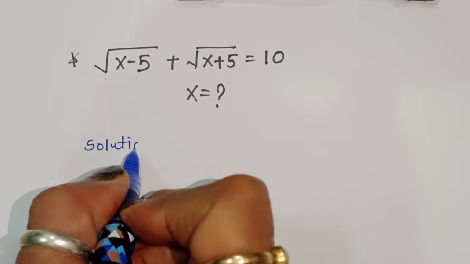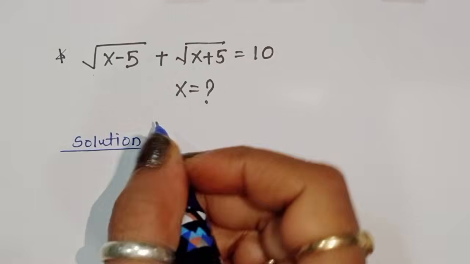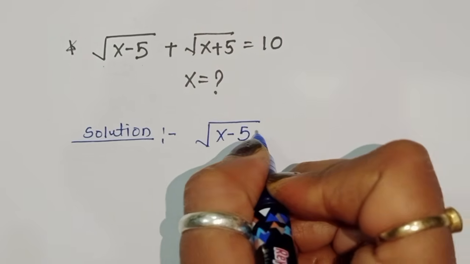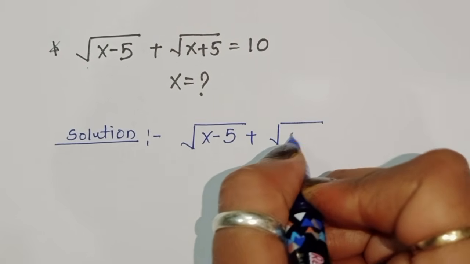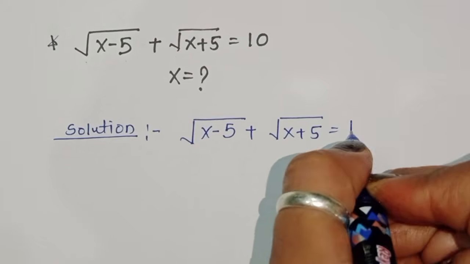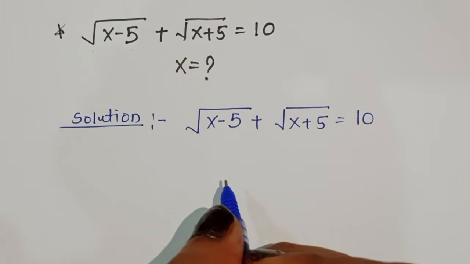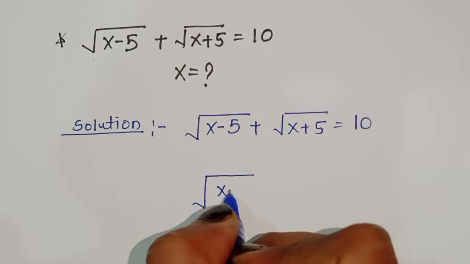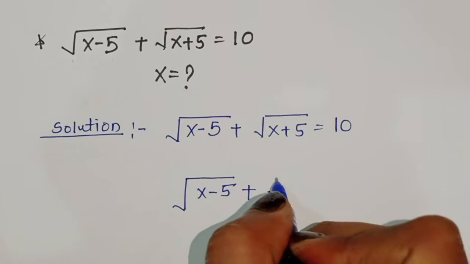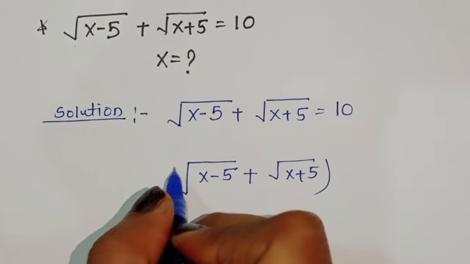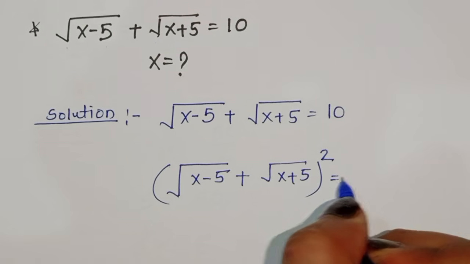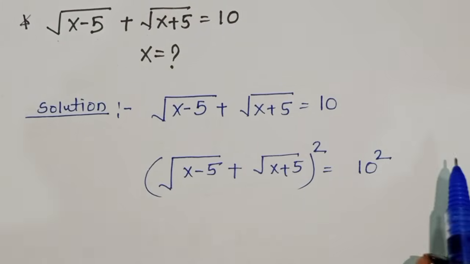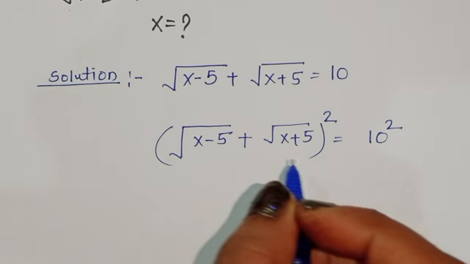Solution. Square root of x minus 5 plus square root of x plus 5 is equal to 10. This is the question. We can take the whole expression, square root of x minus 5 plus square root of x plus 5, to the whole square, equal to 10 square. We are taking square on both sides.